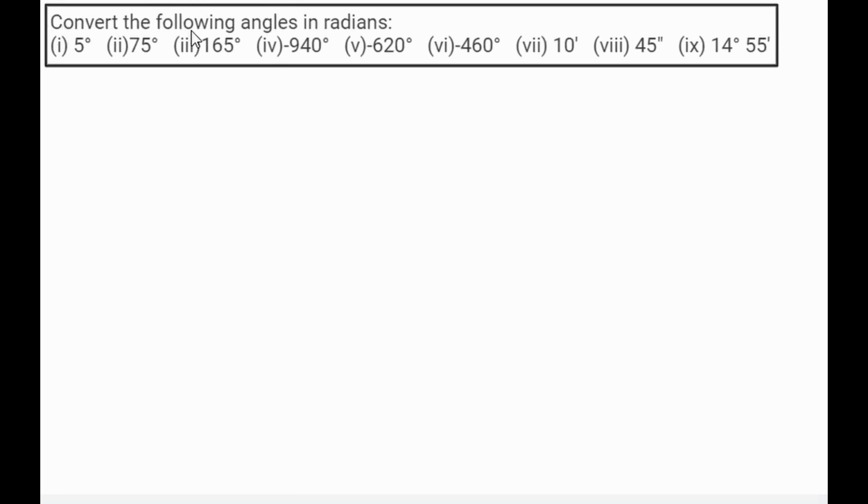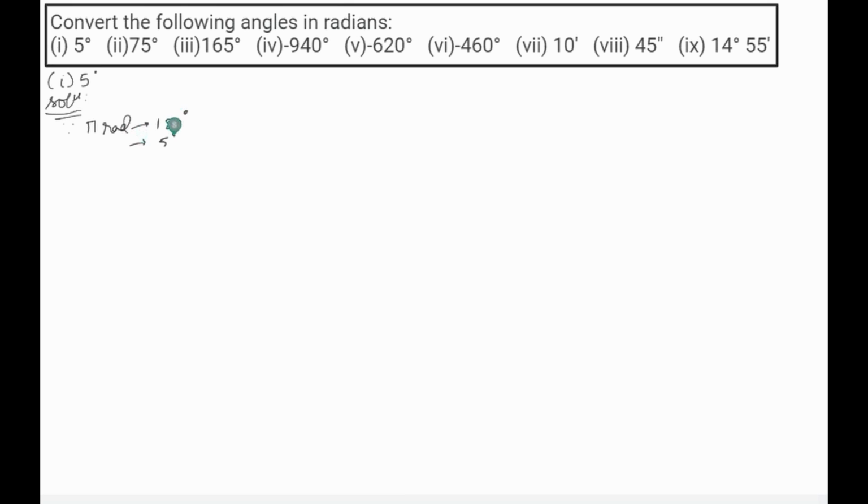The question is to convert the following angles into radians. The first one is 5 degrees. We know that pi radians is equal to 180 degrees. So how much is 5 degrees in radians?